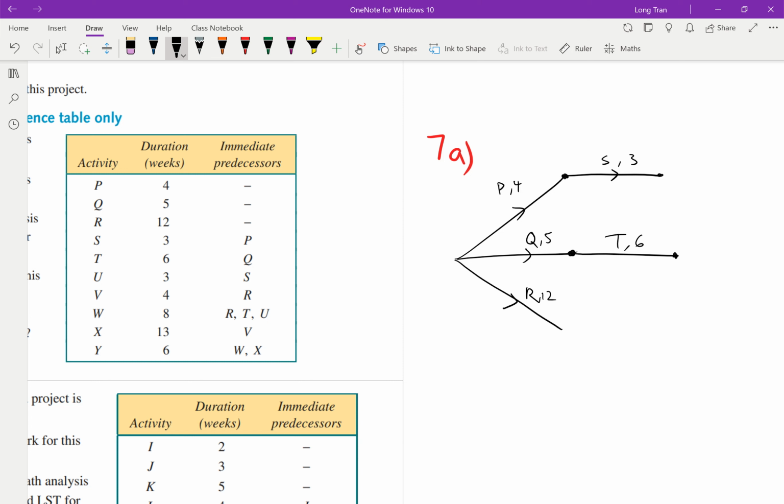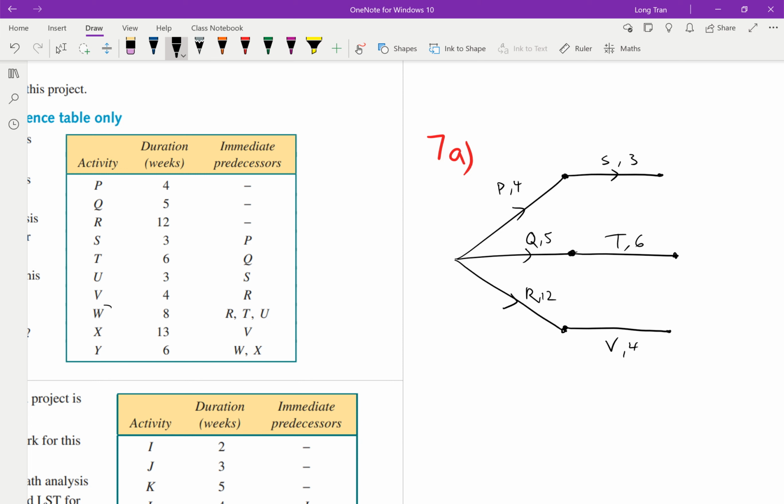And I can see V is connected to R. So I'm going to do this side. So V is connected to R. And V has a weight of 4. Okay, and then what am I missing? I am missing U. So U is connected to S with a weight of 3.